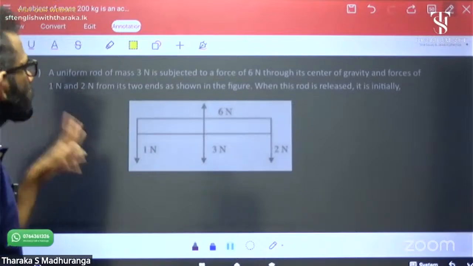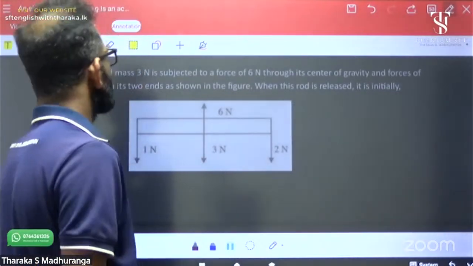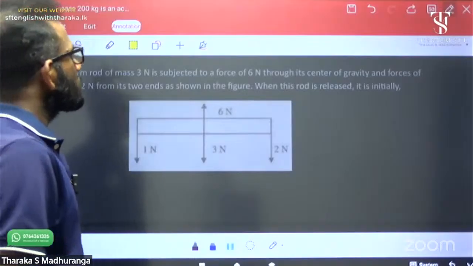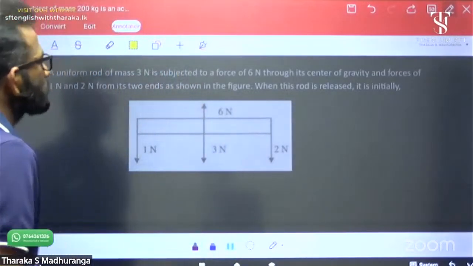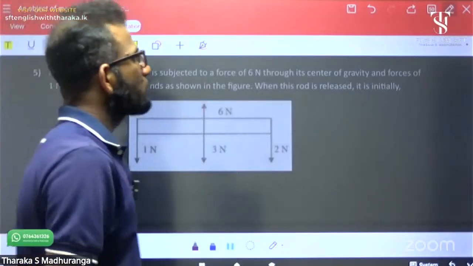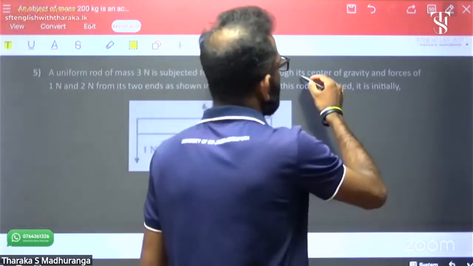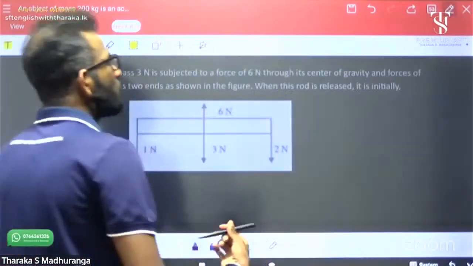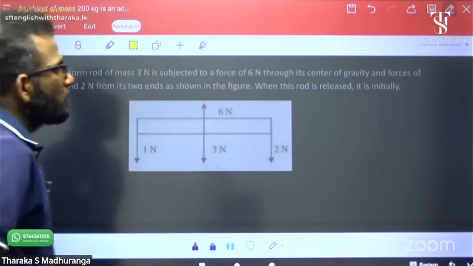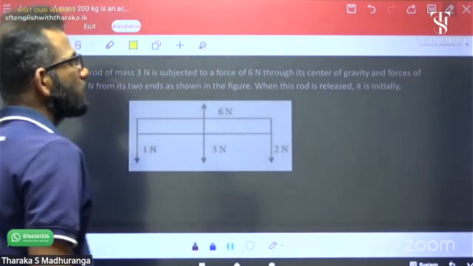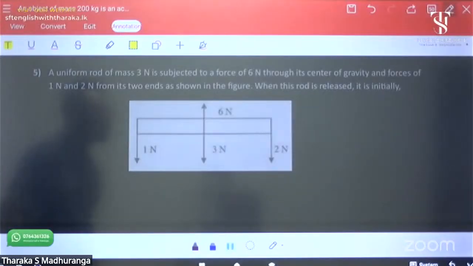A uniform rod of mass 3 Newton is subjected to a force of 6 Newton through its center of gravity and forces of 1 Newton and 2 Newton from its two ends as shown in the figure. When this rod is released, it is initially.